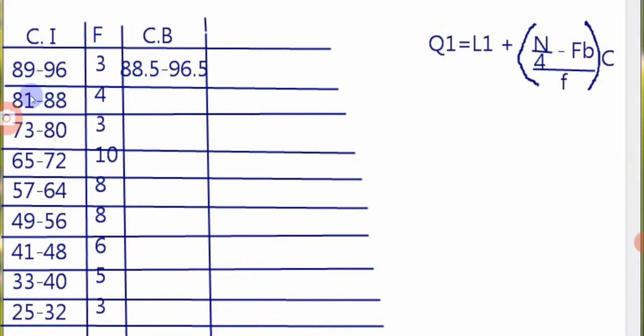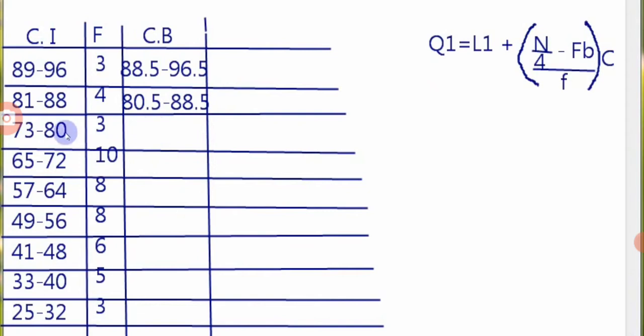The next thing is to go to the second row, go to the first class interval, remove 0.5, and add 0.5 to 88. If you remove 0.5 from 81, you have 80.5, and when you add 0.5 to 88, you have 88.5. That gives the second row of the class boundary.